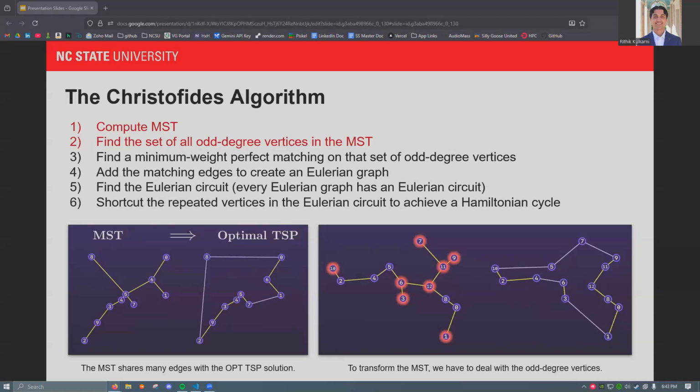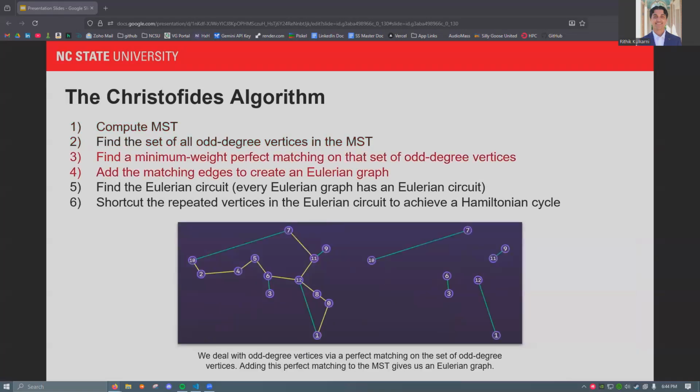We do this because, interestingly enough, as you can see in this image on the left, minimum spanning trees often share many edges with the true optimal TSP, which in the future I may refer to as OPT or optimal solution. The second step is then to find the set of all odd degree vertices in the resultant minimum spanning tree. So in that minimum spanning tree you just generated, find all of the odd degree vertices. This will then help us to set up the perfect matching so we can construct an Eulerian graph, which we'll talk about in the next slide.